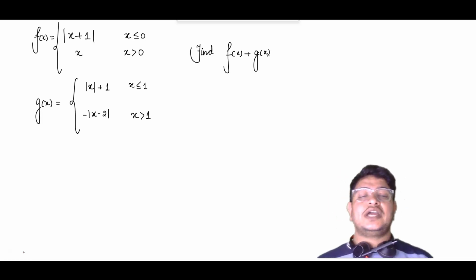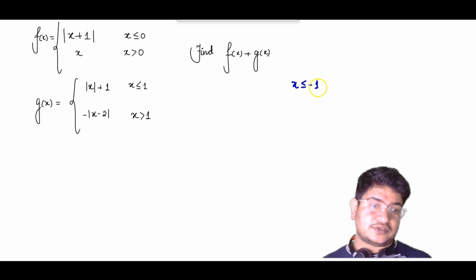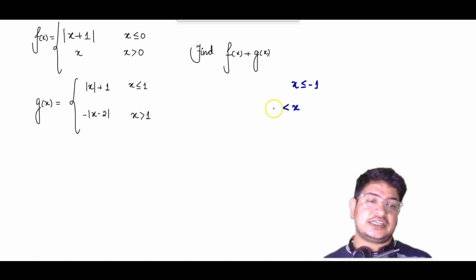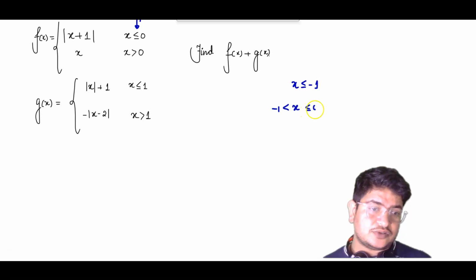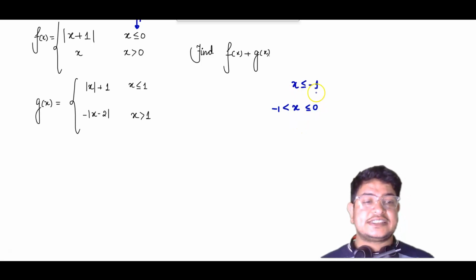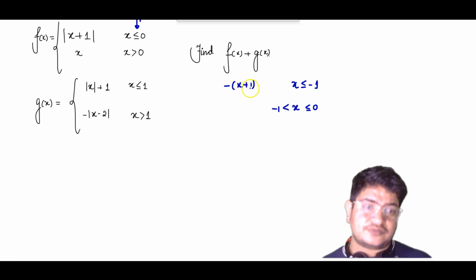Let's start. So x plus 1, you already know that it will change its condition at x equals minus 1. So what we will do? We will take first x less than or equal to minus 1, and then x greater than minus 1. But since it is less than or equal to 0, we will write it as less than or equal to 0. Now for x less than minus 1, I will take it as minus of x plus 1.